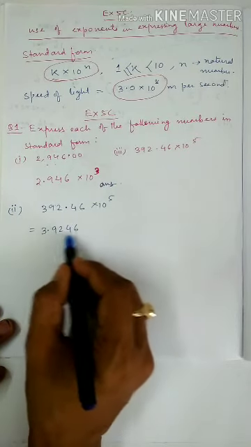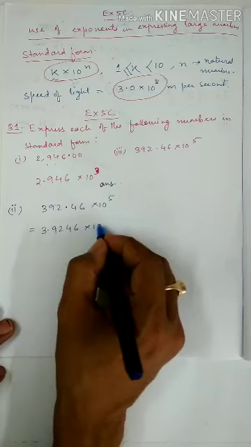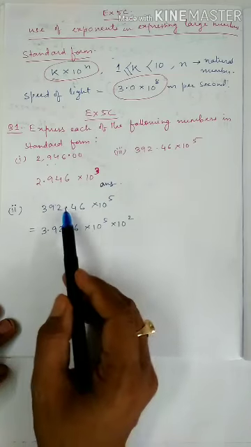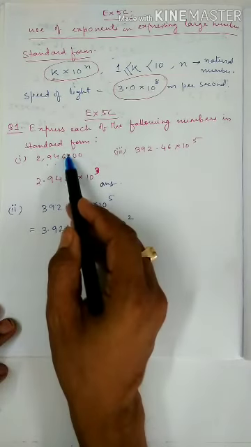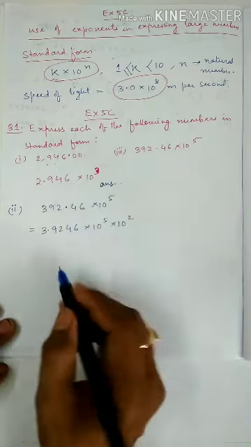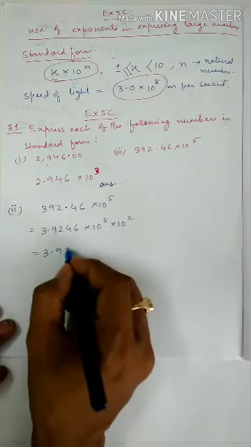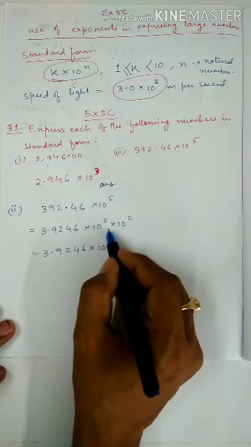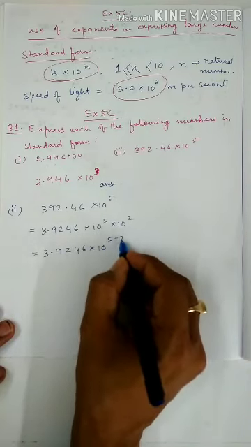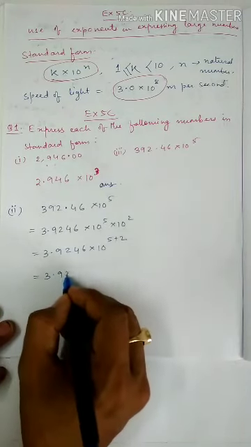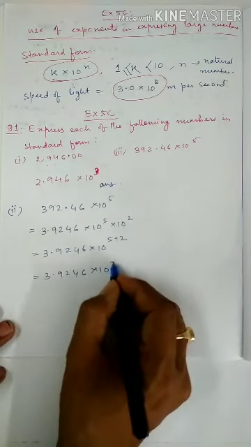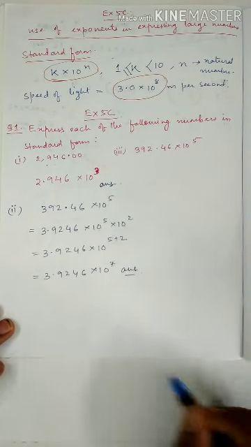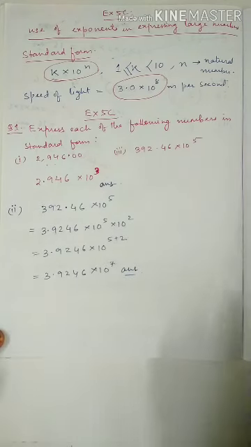So it should be 3.9246. Now when we shift 2 places, we have to multiply by 10 to the power 2. Why do we multiply by 10 to the power 2? Because it is shifting 2 places. Earlier it was shifting 3 places, so you multiplied by 10 to the power 3. So now it will become 3.9246 into 10 to the power, since bases are equal and multiplication is there, powers get added, 5 plus 2. So 3.9246 into 10 to the power 7. This is our answer. Okay, now let us go to question number 2.